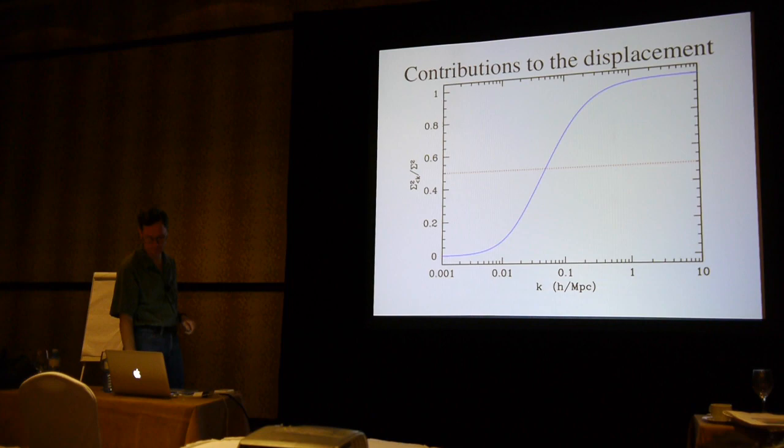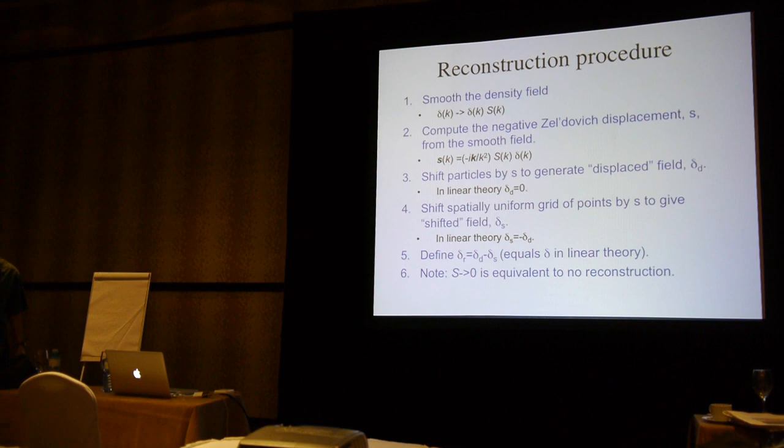So here's the reconstruction procedure, and it makes some kind of sense. I take my density field and I smooth it by convolving it with some smoothing kernel, which I've done here in Fourier space, and so imagine this S of k, for example, is a Gaussian, and that's to get rid of all the nonlinear stuff I can't model. Then I compute the negative of the Zel'dovich displacement, which I'm going to call S, from this smooth field. So S just looks like taking my smooth field, calculating using the Zel'dovich approximation how far it would have gone in linear theory, and moving that back.